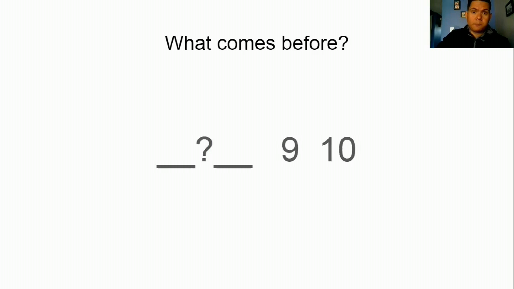Let's do another one. I have 10, 9, and the number that comes right before 9. Take a moment to think. 3, 2, you ready to check? You said number 8, you're right. Number 8 comes right before 9.